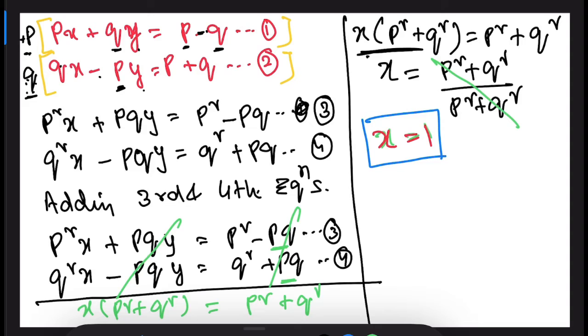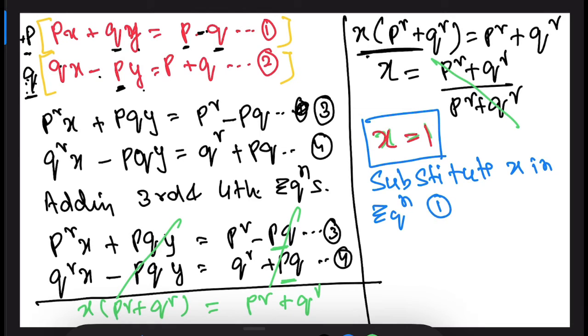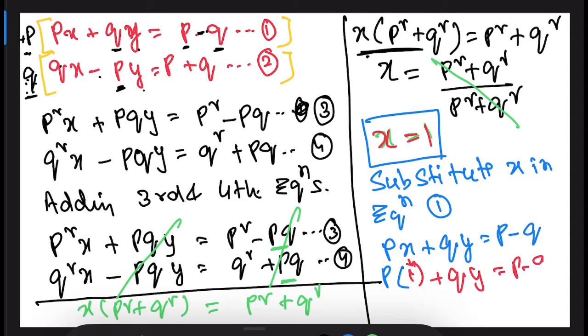Okay, now what we shall do? We shall put the value of x. Okay, substitute x in equation 1. So px plus qy equals p minus q. Now what is the x value? 1. So put, x value is 1. So p plus qy equals p minus q.